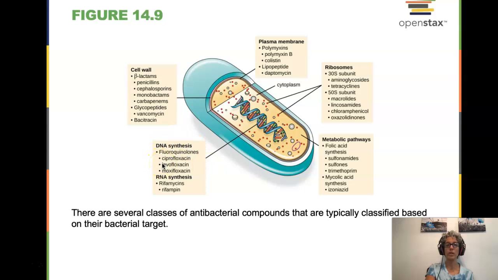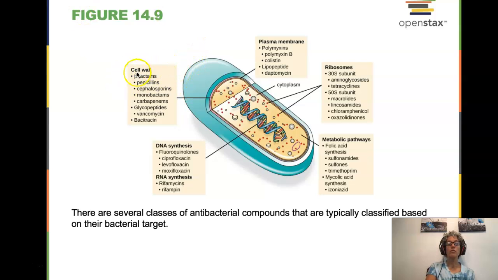The cell wall, however, is a very decent target. We don't have cell walls. The cell wall of prokaryotes, at least all the ones that are pathogenic to humans, have peptidoglycan. There is no peptidoglycan anywhere in a human cell.